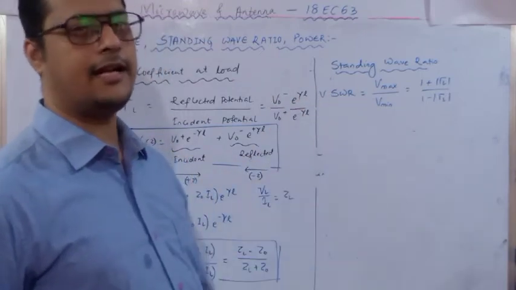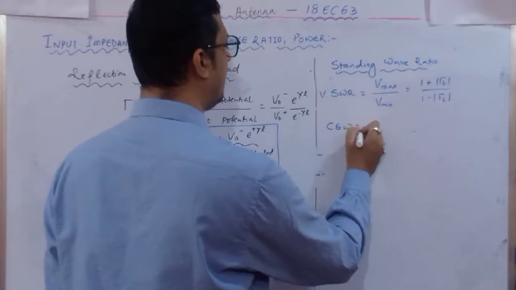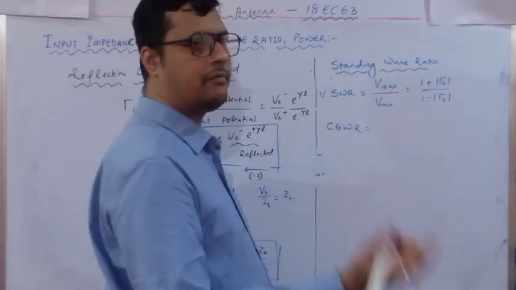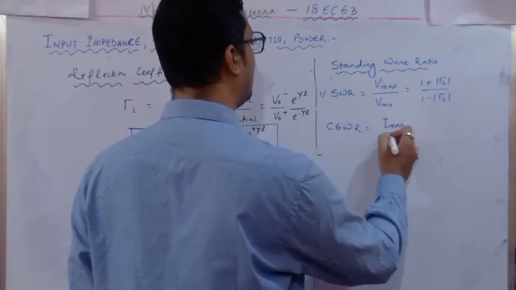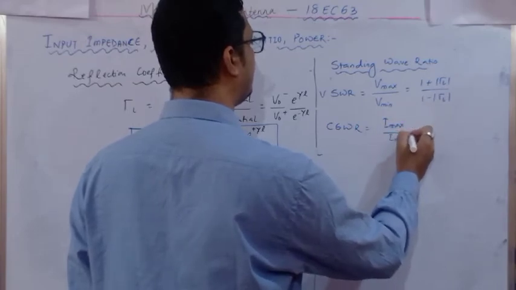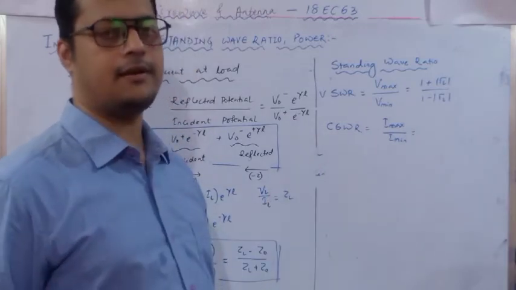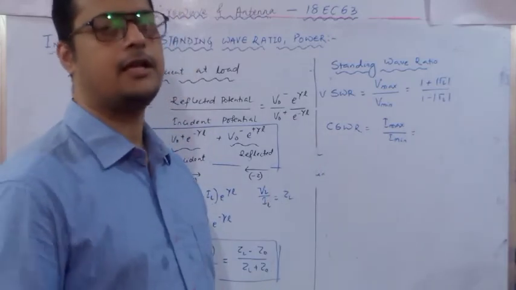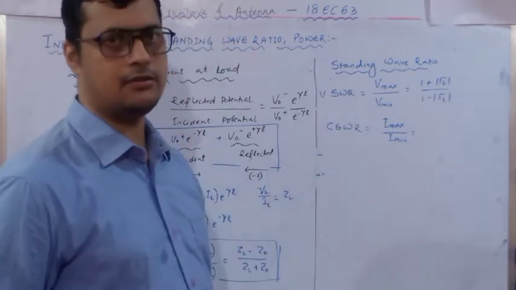Similarly, current standing wave ratio, CSWR, you can also write. V is directly proportional to I, so you can write it is I max by I min, which equals the same as 1 plus mod of reflection coefficient divided by 1 minus mod of reflection coefficient. So this is the standing wave ratio.